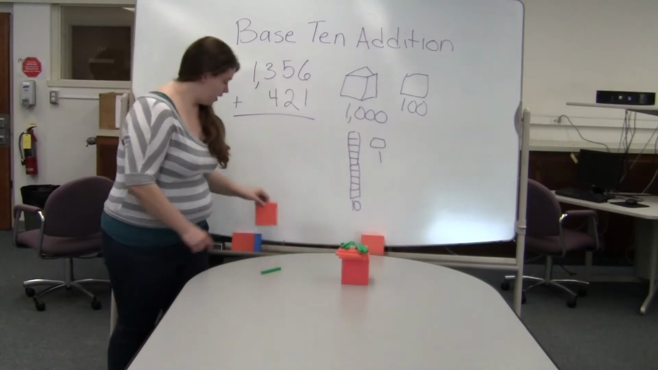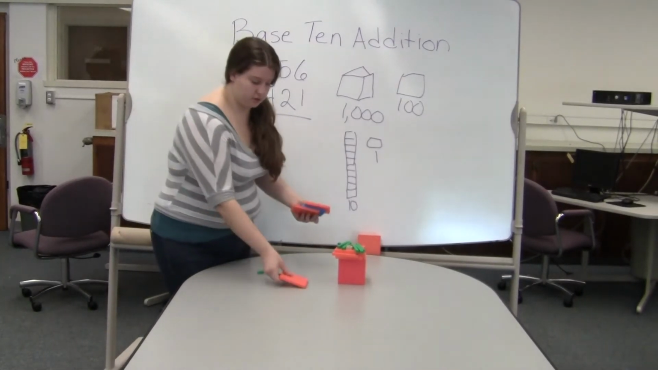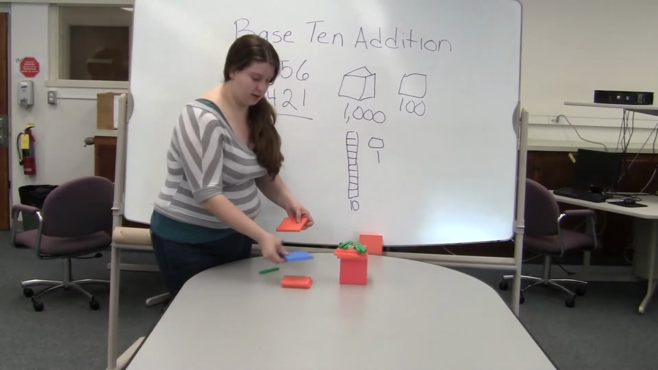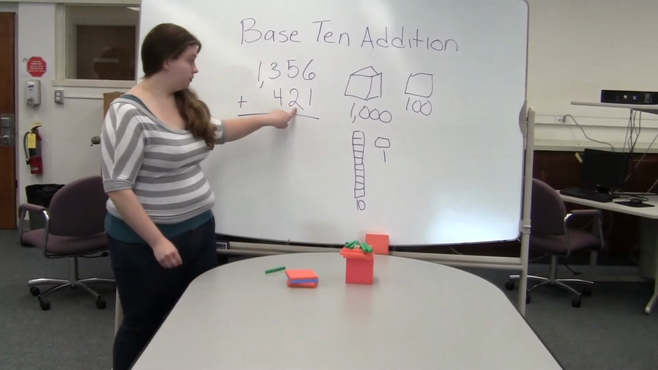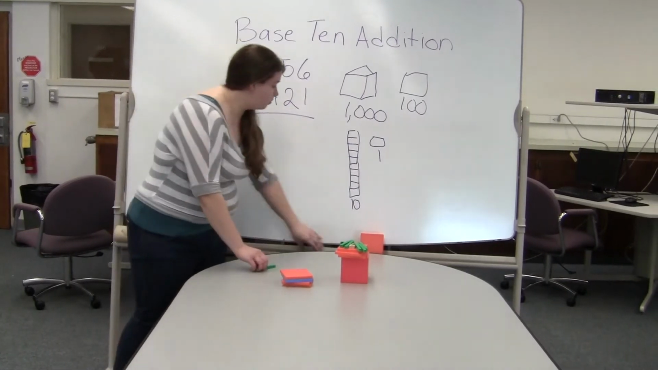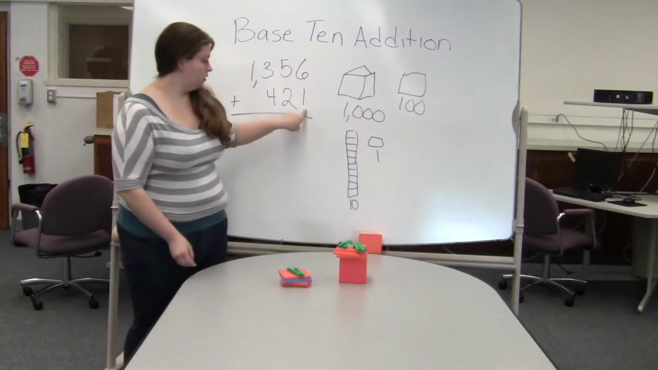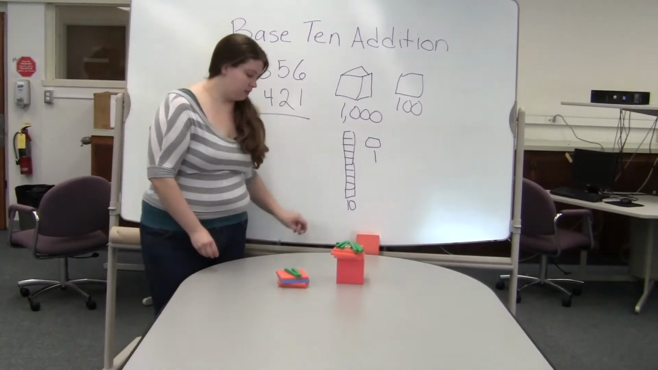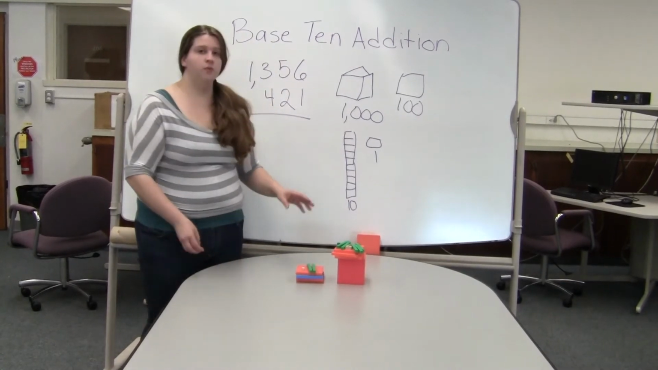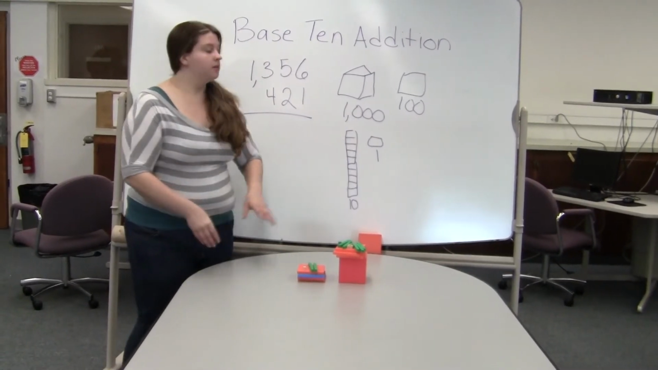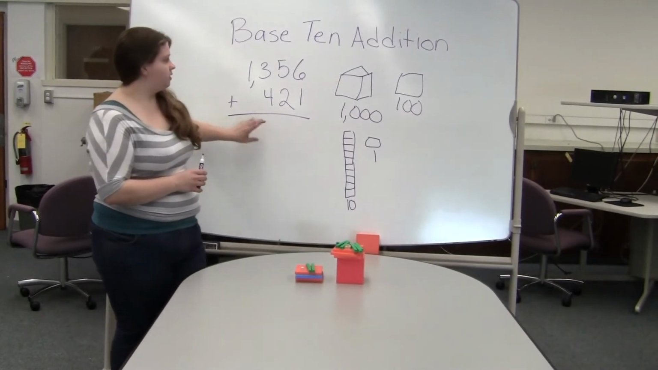So we're going to go ahead and get 4 more of the 100 blocks. So there's 1, 2, 3, 4. 2 stands for the 20, so we need 2 more of those 10s. And then we're going to need 1 unit that represents the ones place. Now what we're going to do is add all of these together to see if our math is going to come up correct. So let's go ahead and do this together.